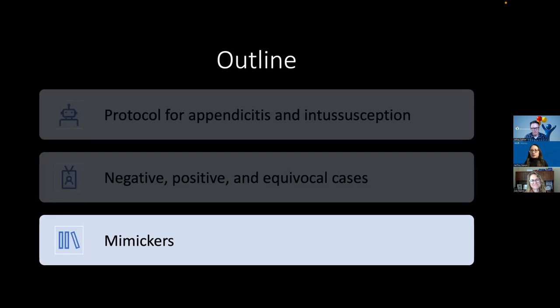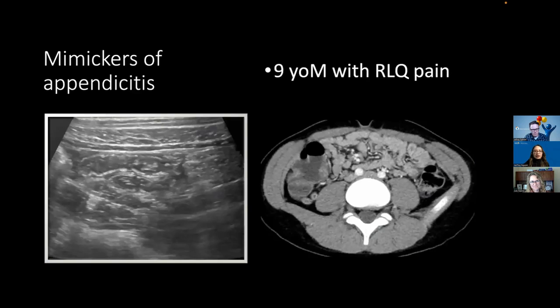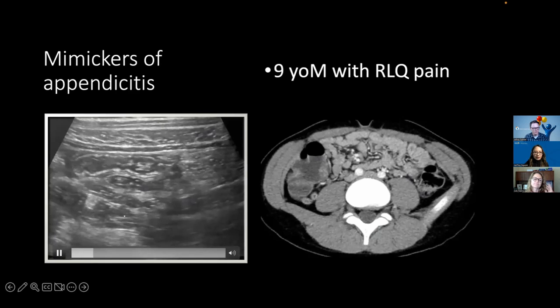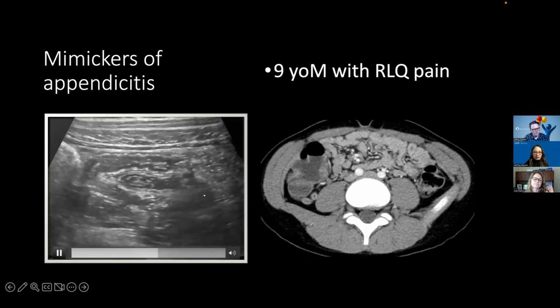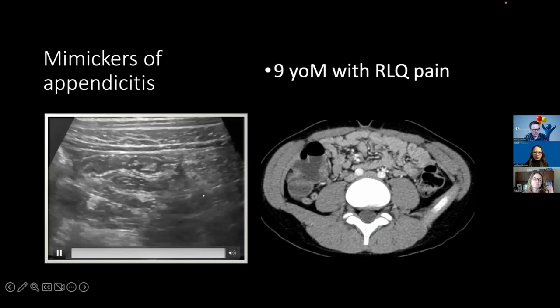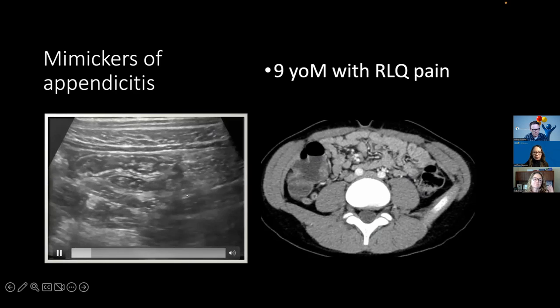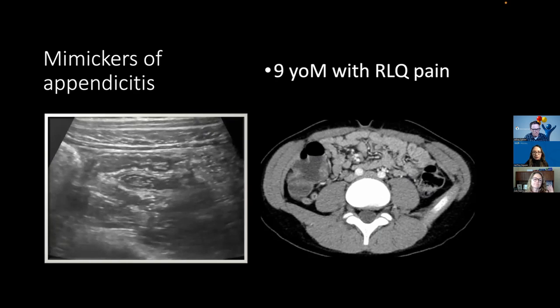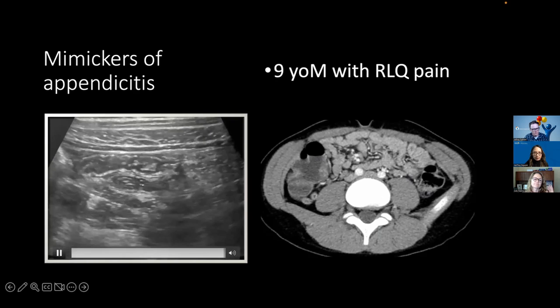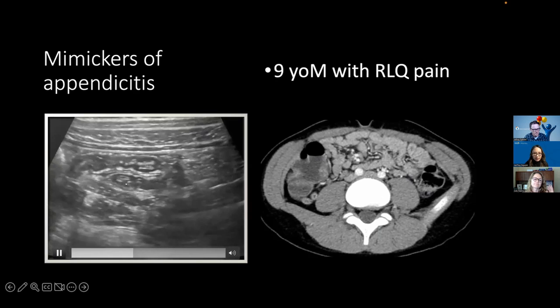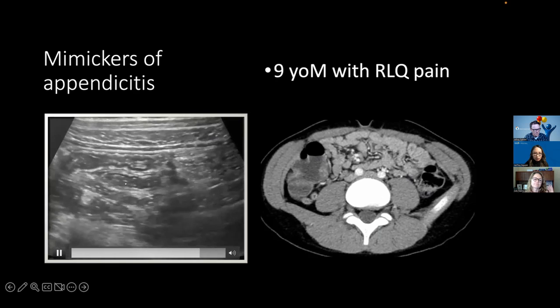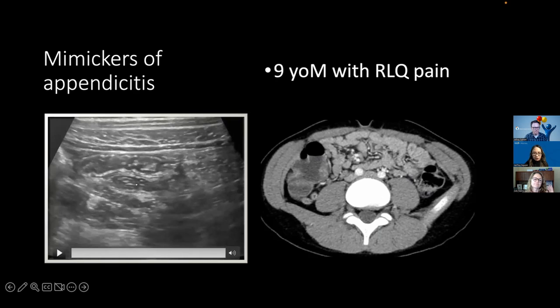All right, so moving on to some mimickers. This is going to be a series of imaging focused on the right lower quadrant, of mimickers of appendicitis. This is a 9-year-old male who came in with right lower quadrant pain. With the cine, you can see a fairly normal-looking appendix, but you do notice all these little linear, actively mobile structures. So we called the appendix either normal or equivocal, I can't remember.